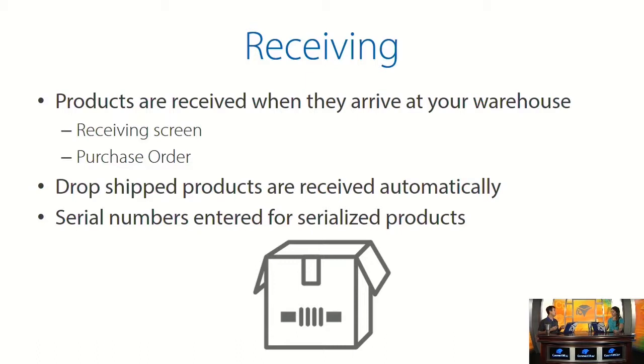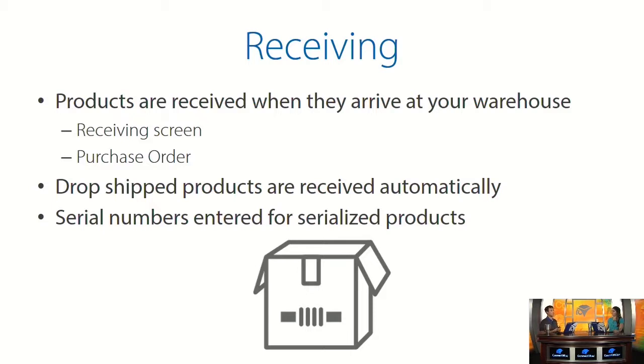This can be done in two different places. There is a receiving screen inside ConnectWise Manage on that left-hand side, where all the products that you have ordered through purchase orders are going to be listed out. And you can also receive them from the purchase order itself. So whether you're bringing in a ton of boxes at a time and just want to go through them all on one screen, the receiving screen works great. But if you just have one order come in and you want to verify it against that order, you can mark them received from that purchase order screen as well.